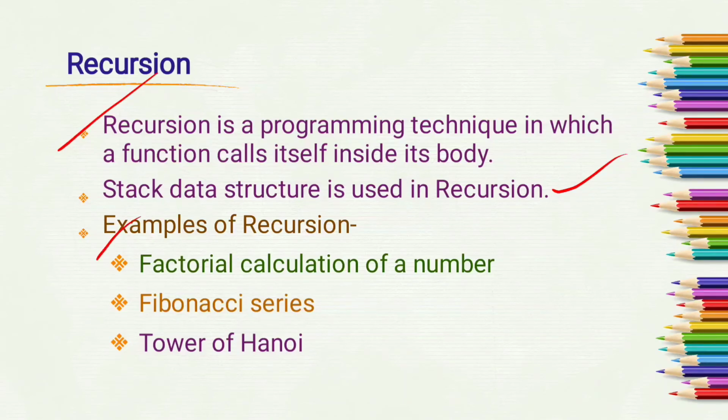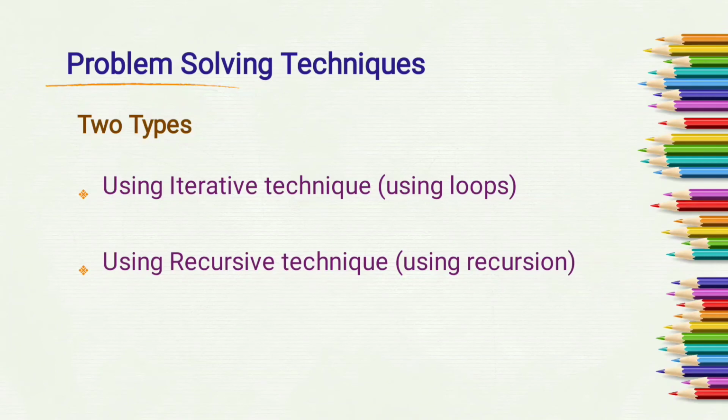Examples of recursion are factorial calculation of a number, Fibonacci series, and Tower of Hanoi. We can solve any problem using two techniques. First, by using iterative techniques, that means by using loops like for, while, do while. And second, using the recursive technique, that is by using recursion. So we can solve any problem with the help of these two techniques.